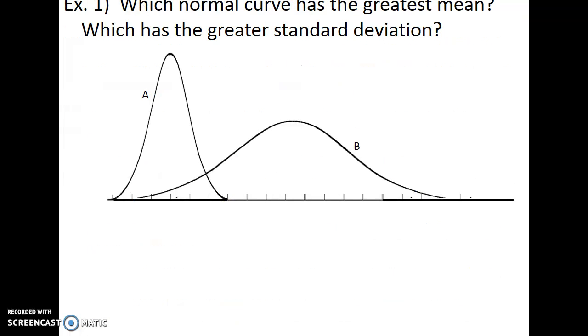So just a bit of review, which normal curve has the greatest mean? Well, you're looking at the center of the curve where the mean is, then B would have the greatest mean because it's further to the right on your x-axis. But which one has a greater standard deviation? Well, we're talking about distance from the mean. So the fact this one's more spread out than this one tells me that B also has a greater standard deviation. The height of these are irrelevant. You're not going to use that for anything.